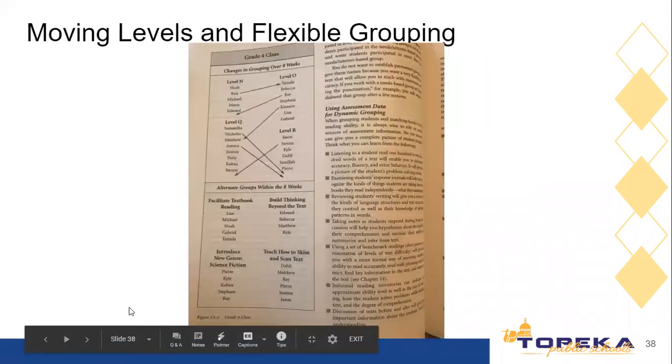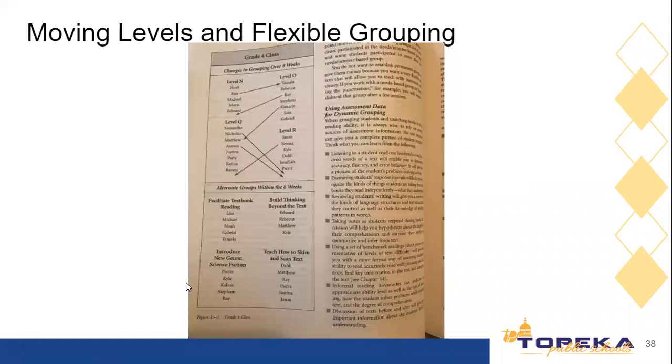We can also look at moving levels and using flexible grouping. I have included a picture for you, and you will see at the top where there are pictures with areas. And you'll notice that this teacher has moved students in groups based on their need and when they are ready. So we must think of flexible reading groups when we think about guided reading. Just because a student tests at a P in August does not mean that we keep that student at a P until the next testing period. If that student is ready to move on, we need to do that.